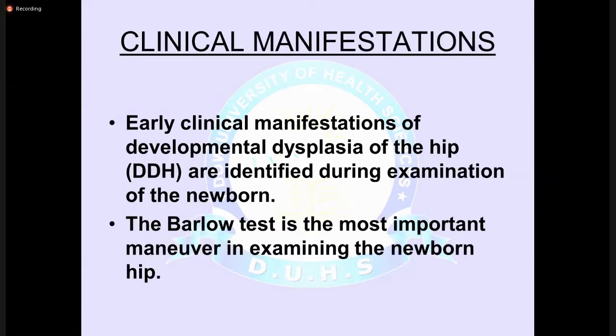Clinical manifestations. Early clinical manifestations of developmental dysplasia of the hip are identified during the examination of the newborn. I have told you earlier that we perform two tests. One is the Barlow test and the other is the Ortolani test. The Barlow test is the most important maneuver in examining the newborn's hip.